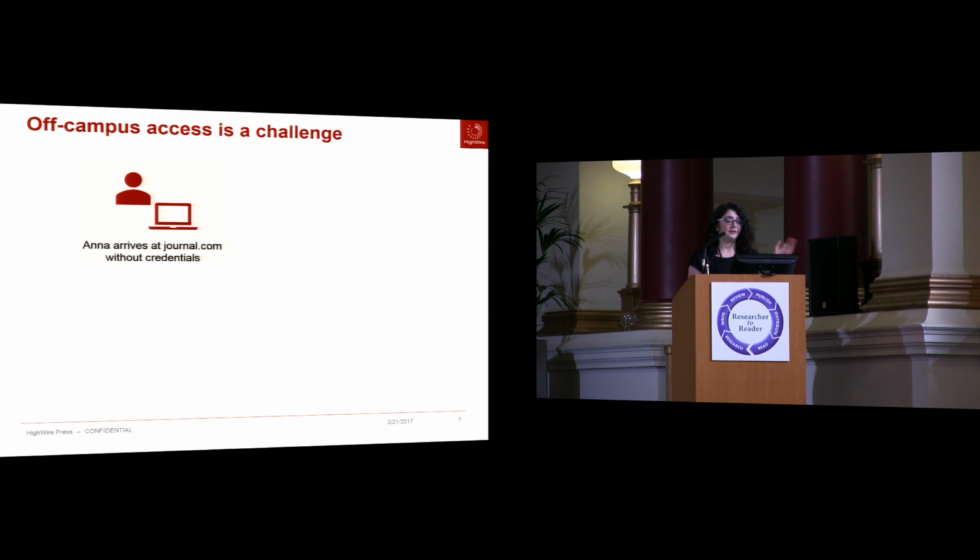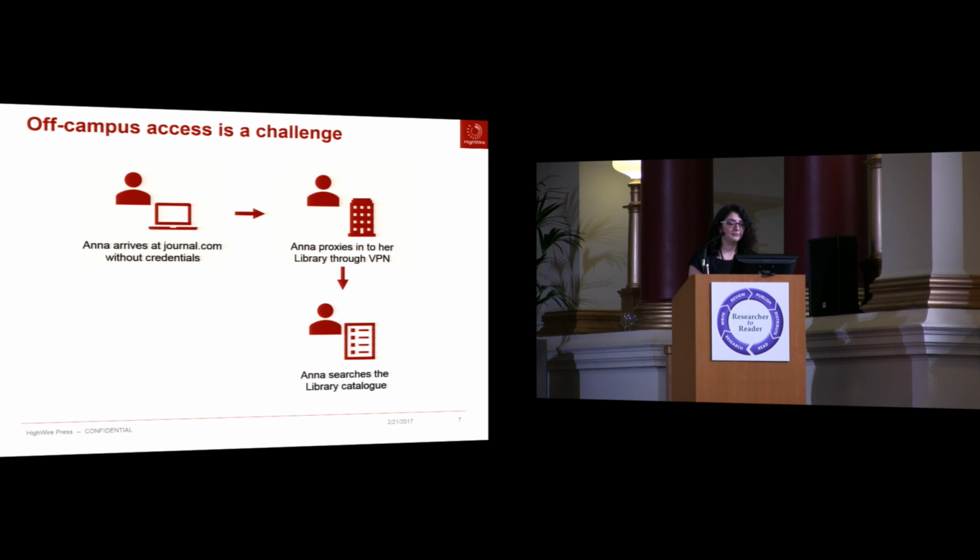Anna has come into this journal.com, same as Jeff, but she doesn't have credentials. She's not inside the IP range of her institution. So naturally, she knows that she needs to proxy into her library through the VPN. She just knows that, because everybody does, right? That's the first thing you think of when you're blocked from getting access to something.